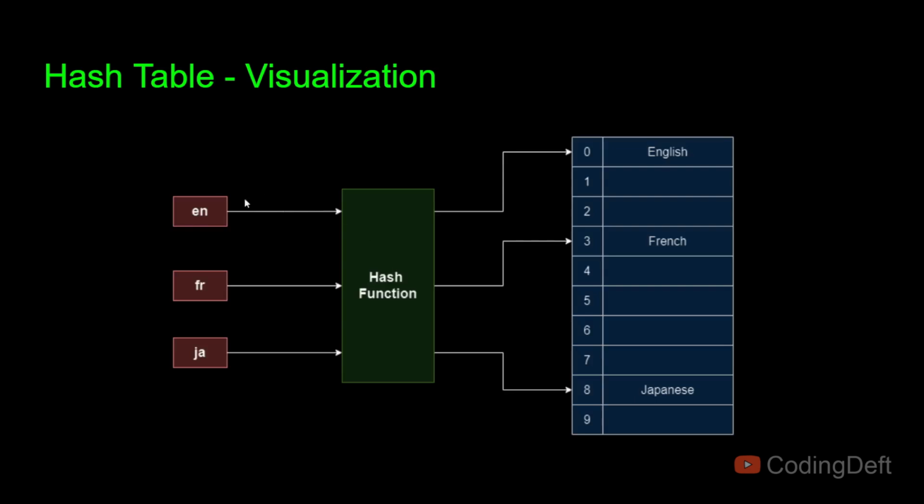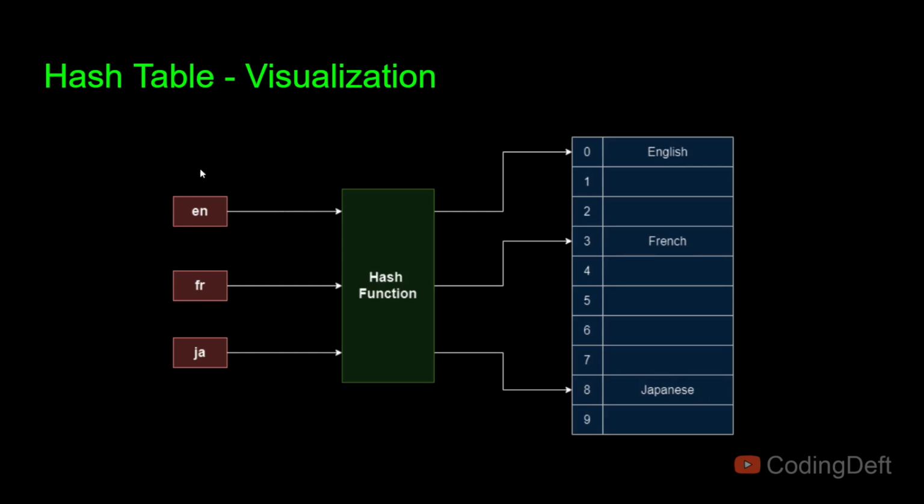So this is a visualization of a hash table. Let us say we have the language codes or the locales en, fr, ja passed to the hash function. This hash function will calculate the index. We will learn more about this hash function during implementation, how we can implement a sample hash function. Let us say for en the index calculated is 0, so we store English at index 0. Similarly for fr, if the index is 3, then we store French there. And same for ja. Here in this example, the index is 8, where we store Japanese.